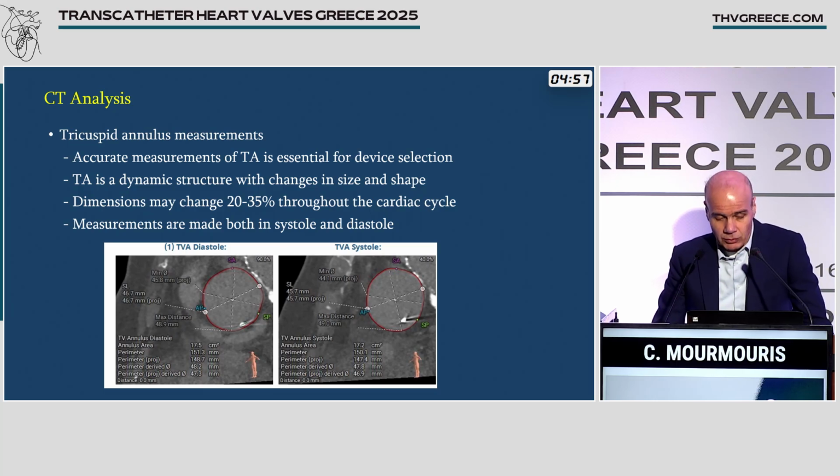We know also that the tricuspid annulus is a dynamic structure with changes in size and shape, so dimensions may change up to 20 to 35% throughout the cardiac cycle. So we need to perform measurements in systole and diastole.